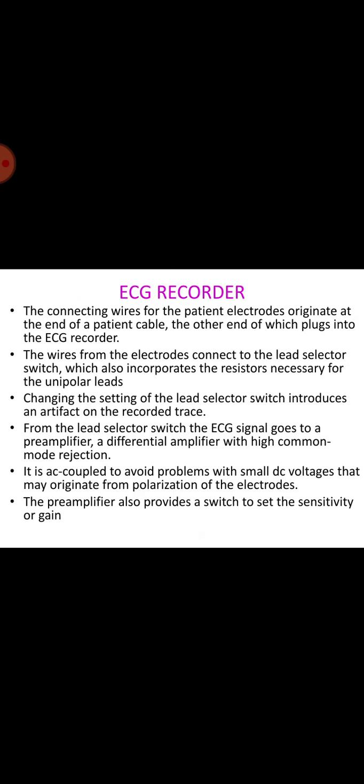So the bioamplifier consists of a preamplifier and a power amplifier. The preamplifier is a differential amplifier with high CMRR. The preamplifier also provides a switch to set gain or sensitivity. The preamplifier also avoids the problem of small DC voltage from the polarization of the electrodes. In the power amplifier, the preamplifier is followed by an AC amplifier called the pen amplifier, which provides power to drive the pen motor that records the actual ECG trace.